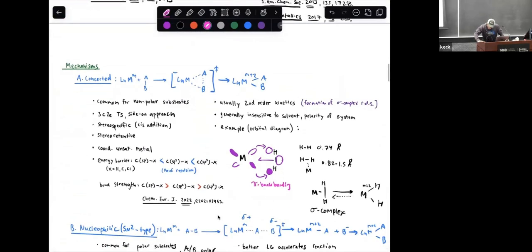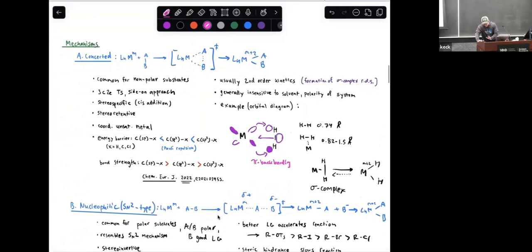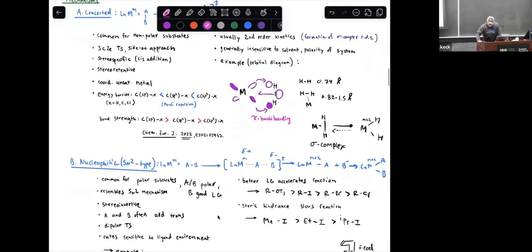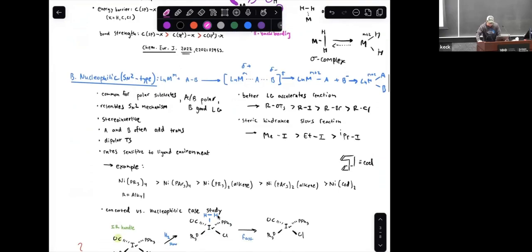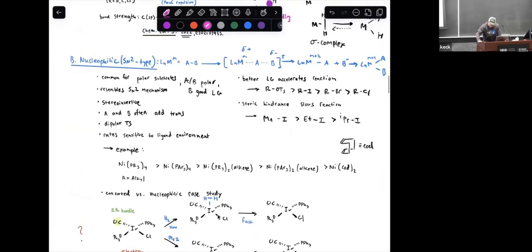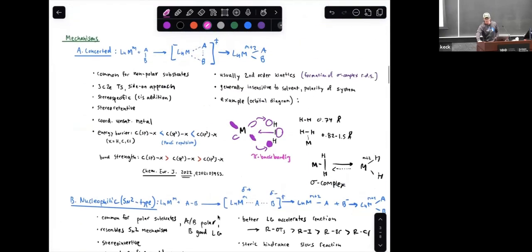All right. Let's talk now about mechanisms. We've already hinted at a lot of this, so we're basically just going to formalize stuff we've already hinted at. We're going to cover three mechanisms: concerted, nucleophilic, which is also in the literature referred to as SN2 type. Actually, I think it's referred to more as SN2 type than it is nucleophilic, and then radical. We'll cover the different types of substrates that fall into these different bins, and the requirements and reactivity trends, et cetera.